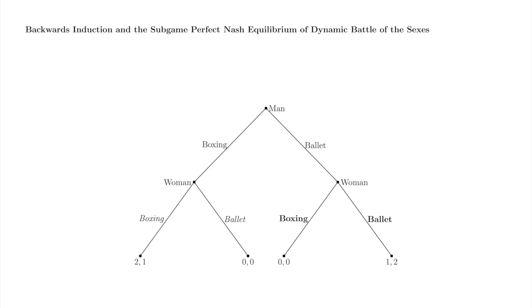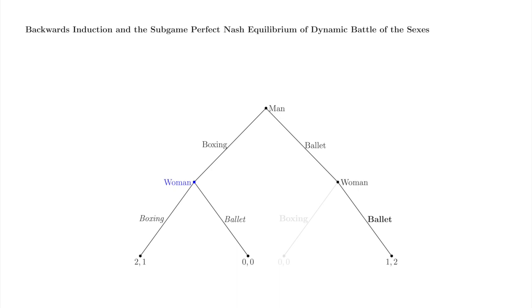Here's the tree of dynamic battle of the sexes. Each of the woman's moves is a last move. It doesn't matter which of her nodes we use to start backwards induction. Backwards induction will produce the same result either way. Let's start at the node in blue, subsequent to the man's selection of ballet. 2 is greater than 0, so the woman selects bold ballet, shown in blue. Delete bold boxing from the tree. Now this tree, in black, remains.